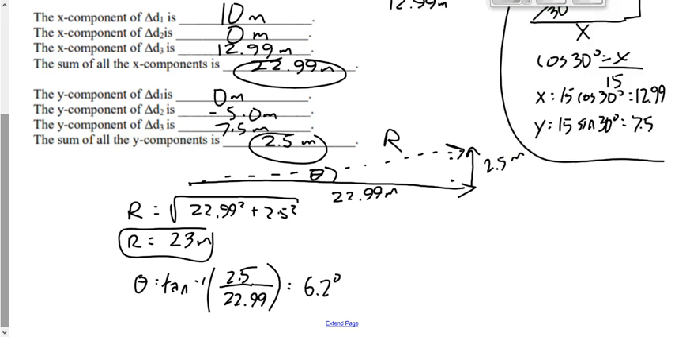To 2 digits. Now, how do we express that? 6.2, what of what? We're going north and we're going east, right? My angle is measured from the east, so we're going to call it north from east, or north of east.